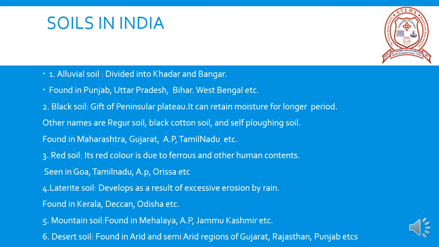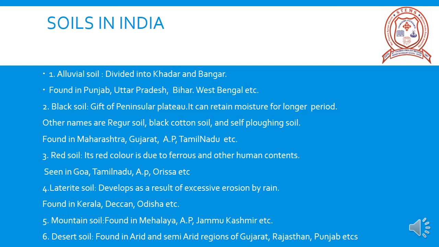Fifth is mountain soil. Humus content is more because of the forest. Such soil on the Shivalik range is less fertile. The soil is sandy and porous. It's found in the mountainous regions of the country like Meghalaya, Jammu Kashmir, Arunachal Pradesh, Eastern Hill Ranges, etc.